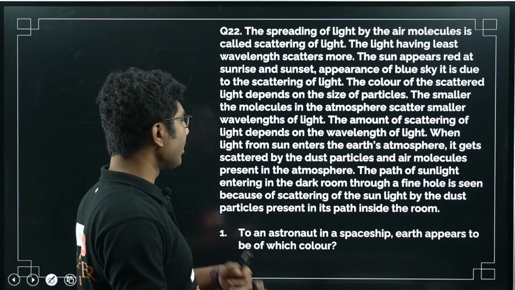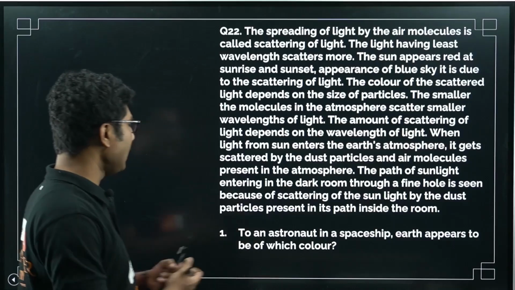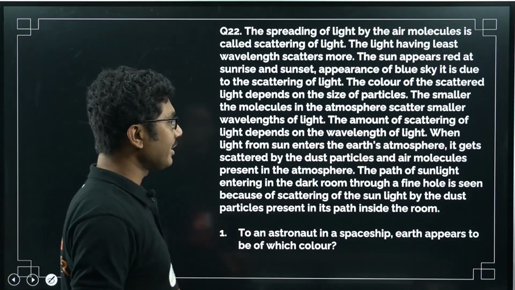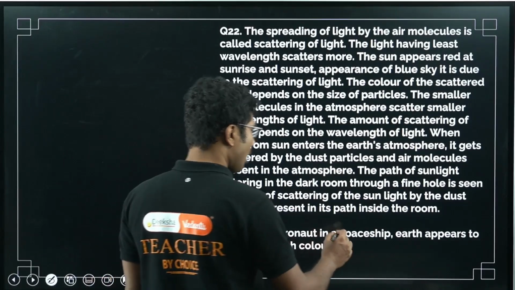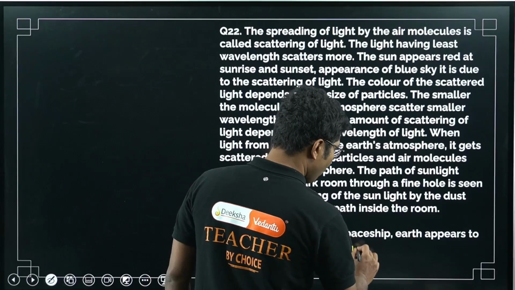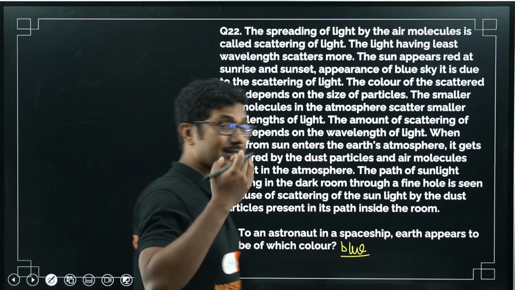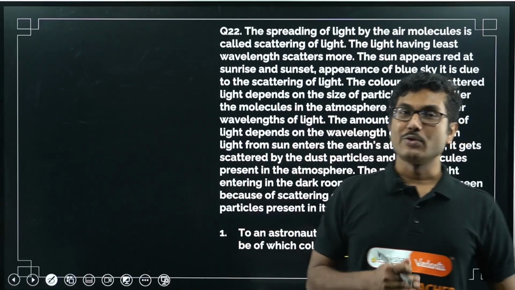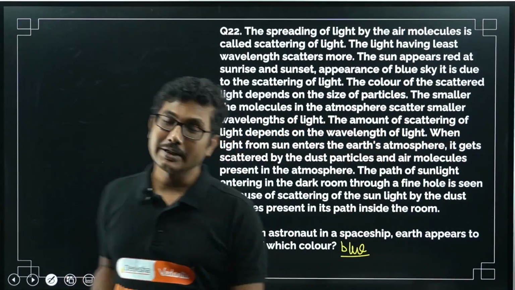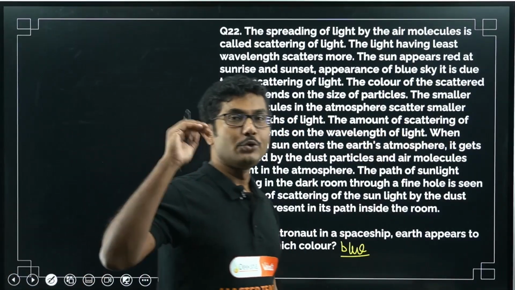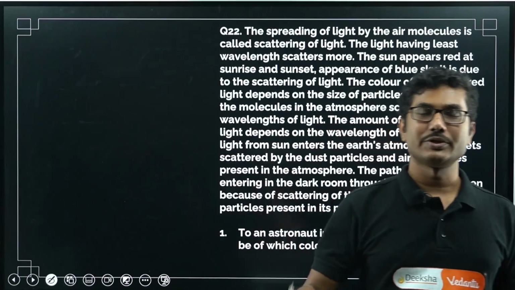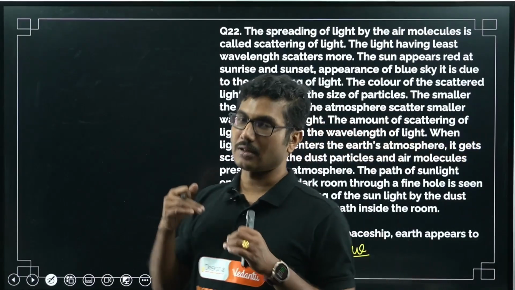So to an astronaut in a spaceship, the Earth appears to be of which color? To an astronaut in the spaceship, the Earth appears to be blue in color. We know that our planet is blue. Why is it blue? Because blue color scatters the most and it reaches an astronaut who is orbiting in space.